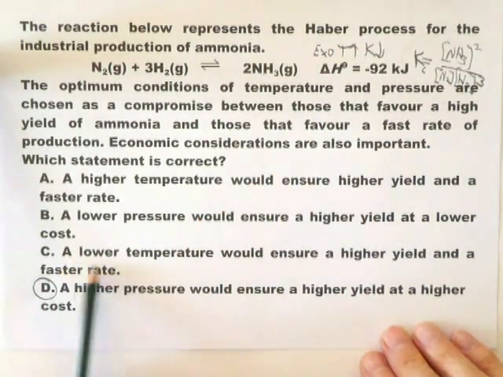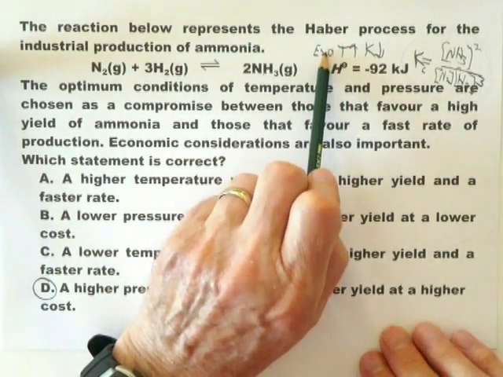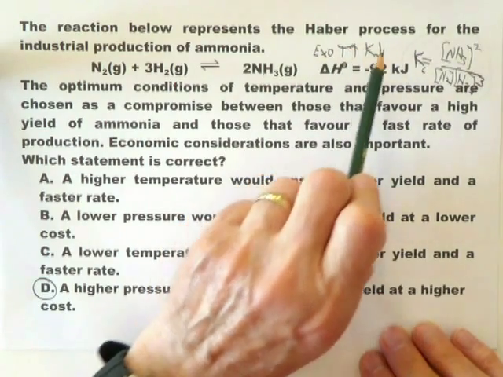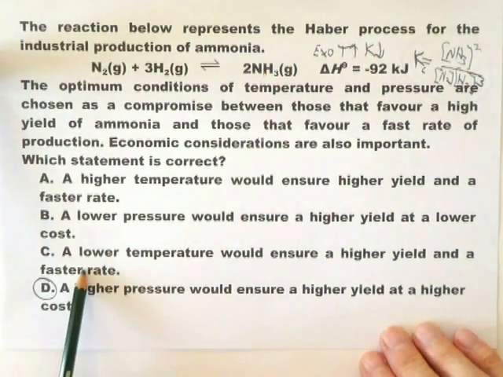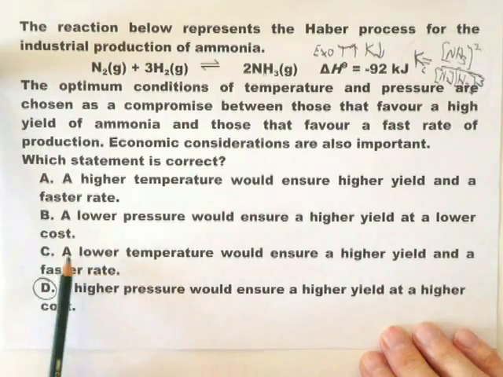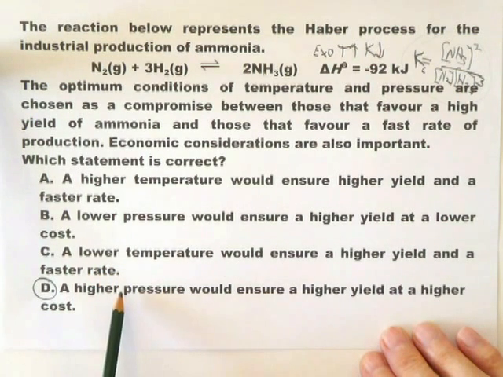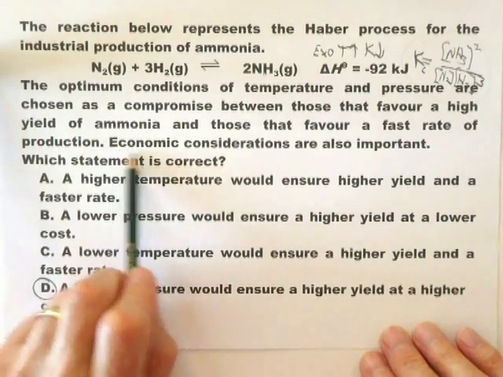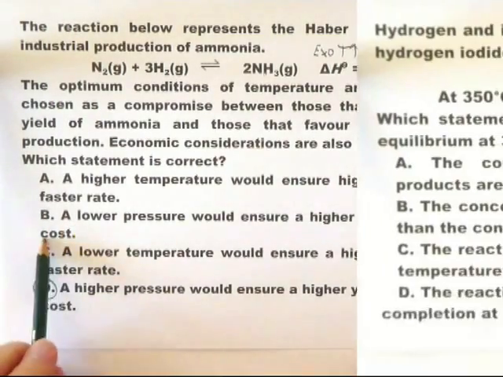Let's look at C. A lower temperature would ensure a higher yield. Yes, that's true. In case of an exothermic reaction, reduce the temperature, then K increases. So you do get a higher yield. And a faster rate? No. A lower temperature does not give a faster rate. So the original idea of going for B and D and then choosing D was a good one. The economic considerations immediately sent me to the word cost.